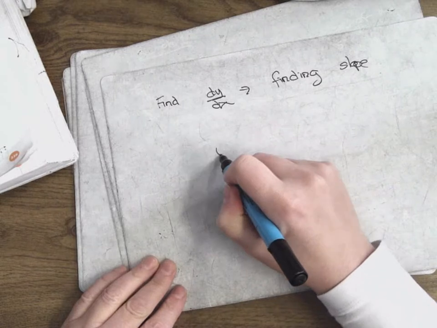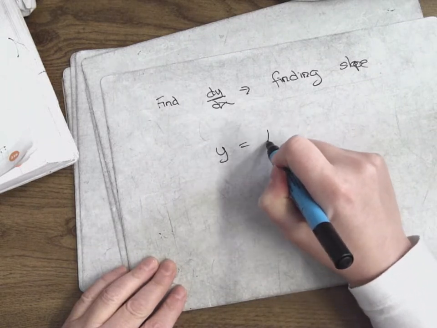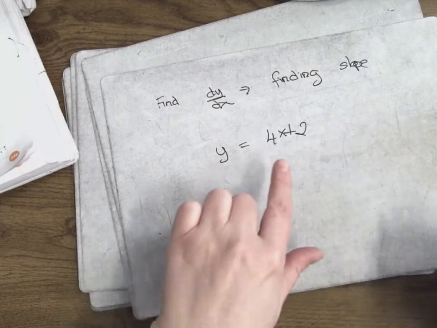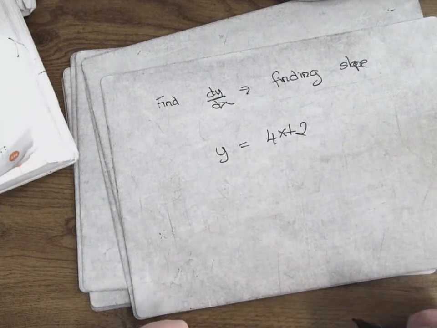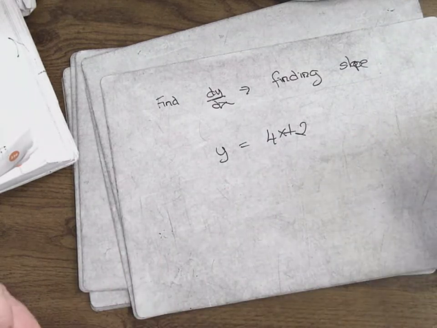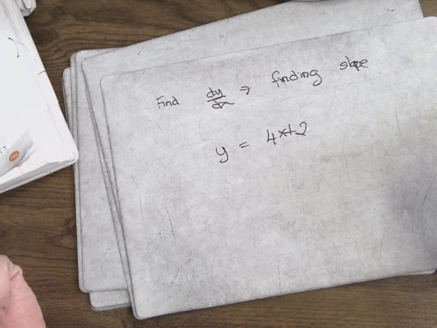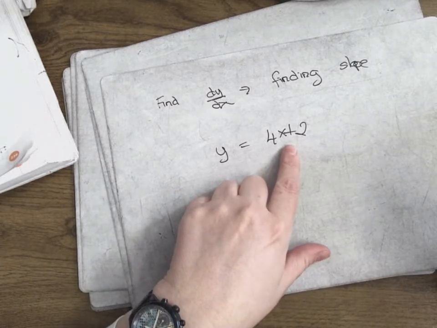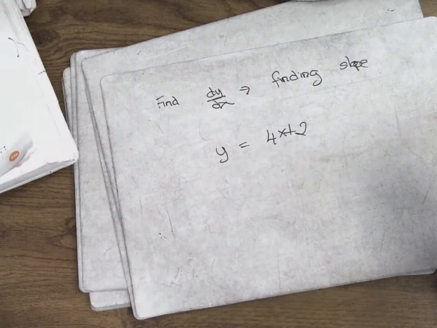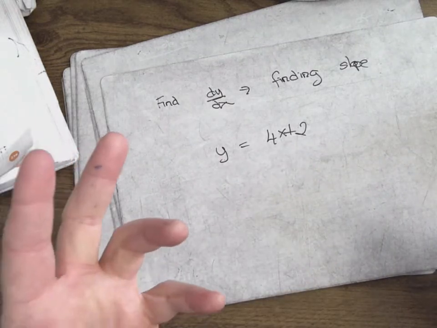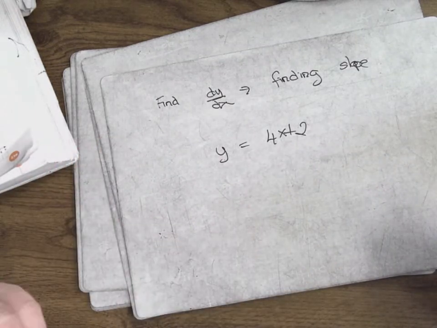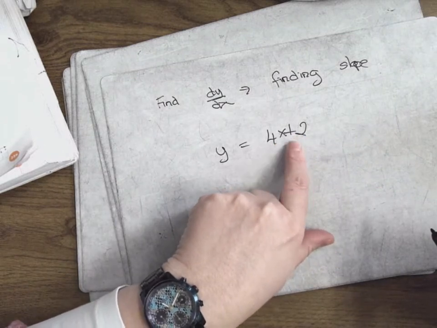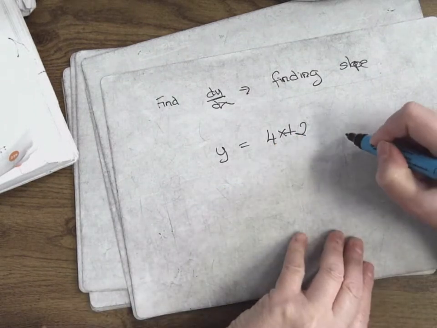So if I say here is a line, why am I confident that that is a line? How do you know it's a line? Because the highest power of x is just x on its own, as in there's no x squared or x to the power of 2 or x to the power of 3. That's how you know it's a line.